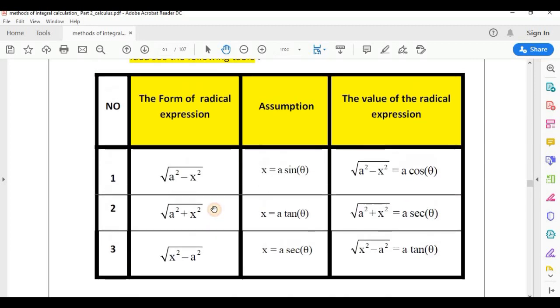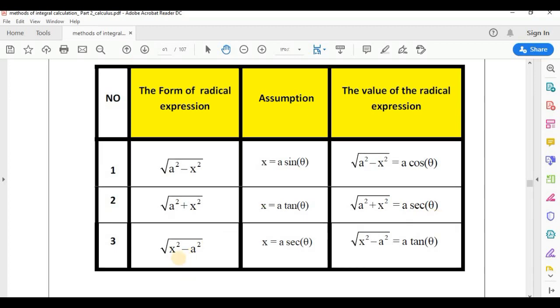Let's see the second form, under root a square plus x square. If we have this type of radical expression, then the assumption for x will be x equal a multiply tan theta. After substituting this value of x in the radical expression, it will become a multiply sec theta. The third one is under root x square minus a square.